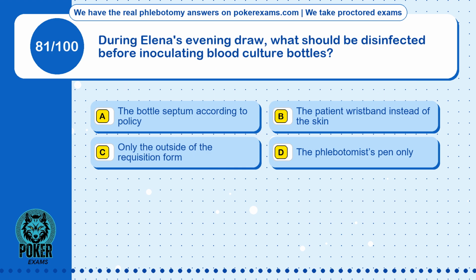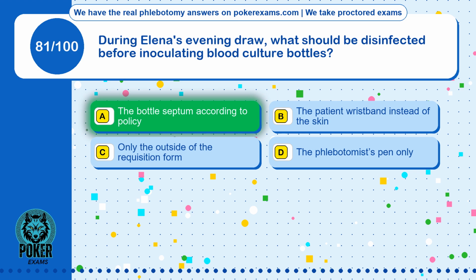Question 81. During Elena's evening draw, what should be disinfected before inoculating blood culture bottles? Option A. The bottle septum according to policy. Option B. The patient wristband instead of the skin. Option C. Only the outside of the requisition form. Option D. The phlebotomist's pen only.